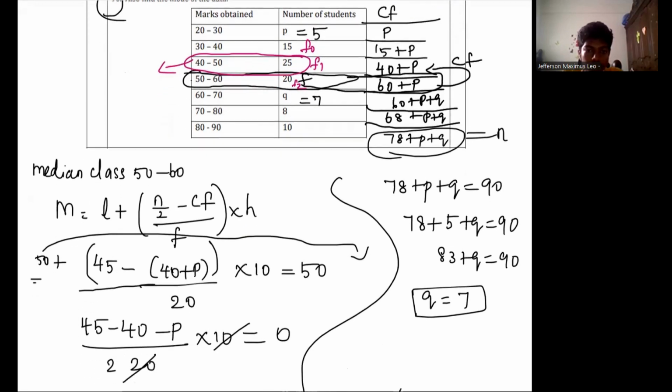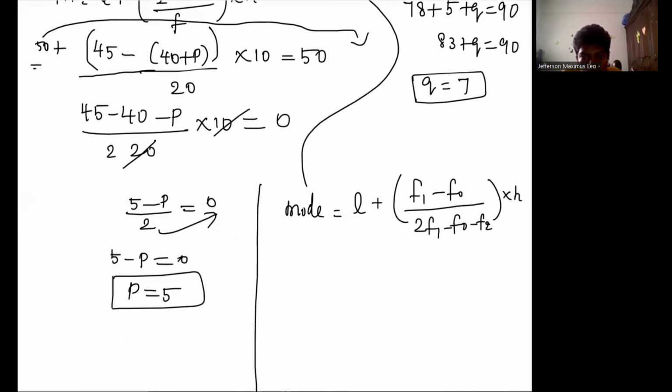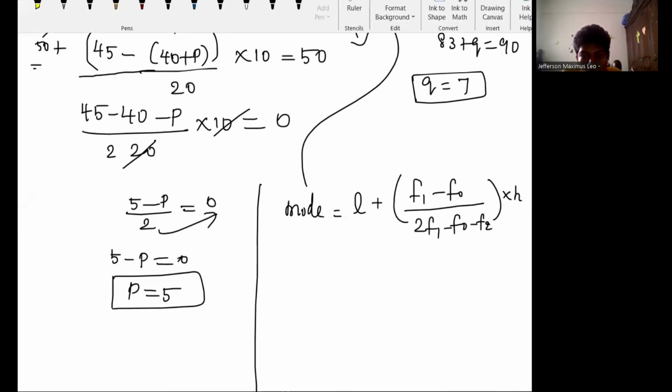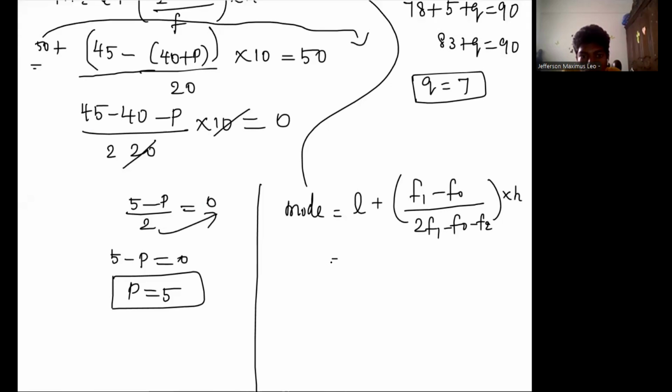So for the mode, the lower limit of the modal class is 40. Ma'am, 40 plus. So what did we get? What did we get for the P value? The P value is 5. What did we mark as the modal class? 25, right? So F1 is 25.